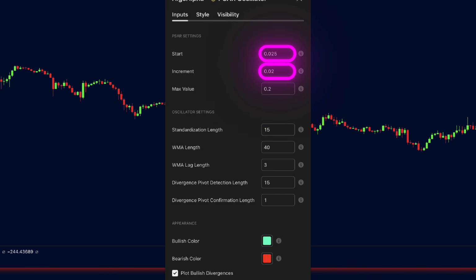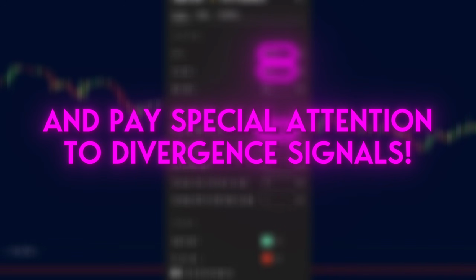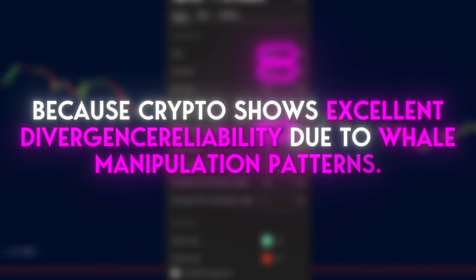As crypto needs faster acceleration for explosive moves, set standardization length to 15 to catch rapid trend changes, and pay special attention to divergence signals because crypto shows excellent divergence reliability due to whale manipulation patterns.